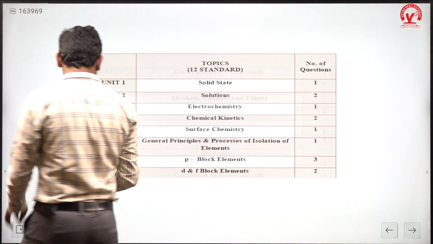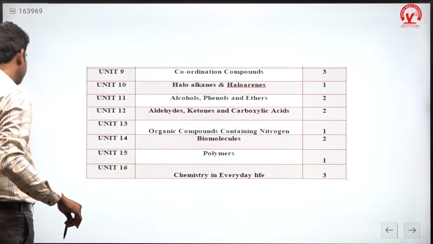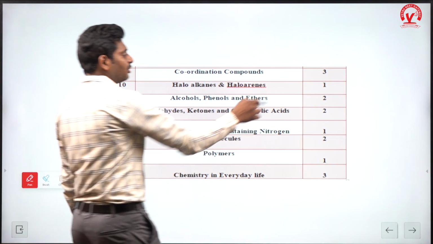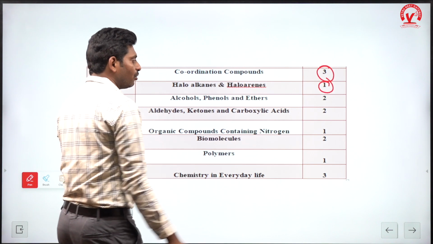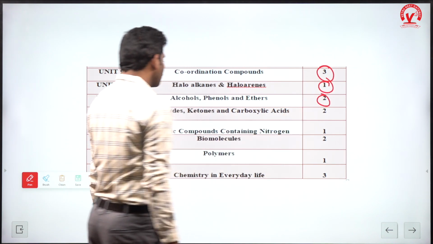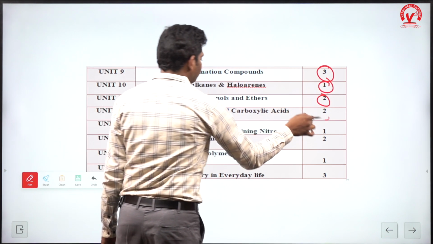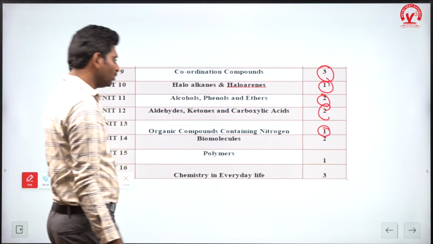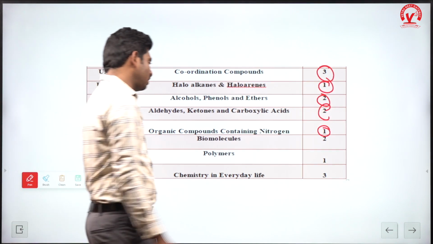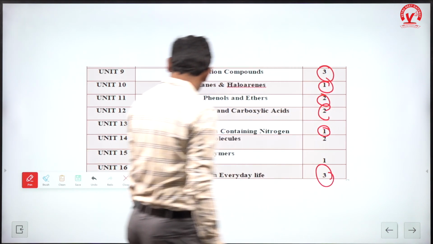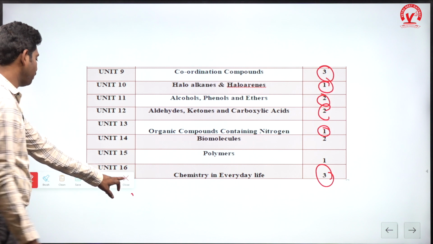And the next slide, so remaining chapters also we will check. Coordination compounds 3 questions came, and haloalkanes and haloarenes 1 question, and alcohols, phenols, ethers 2 questions, and aldehydes, ketones 2 questions, right? Amines 1 question, and biomolecules 2 questions, polymers 1 question, and chemistry in everyday life 3 questions. So this is the splitting for this year question paper.